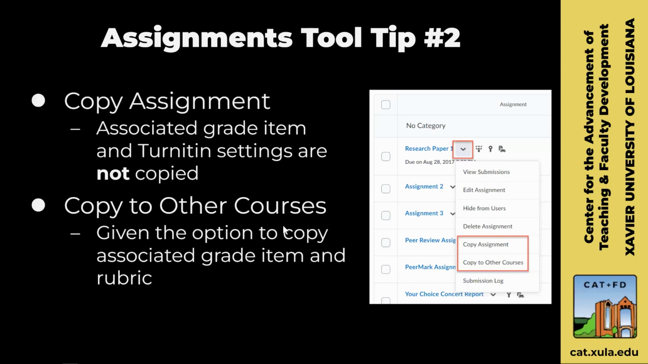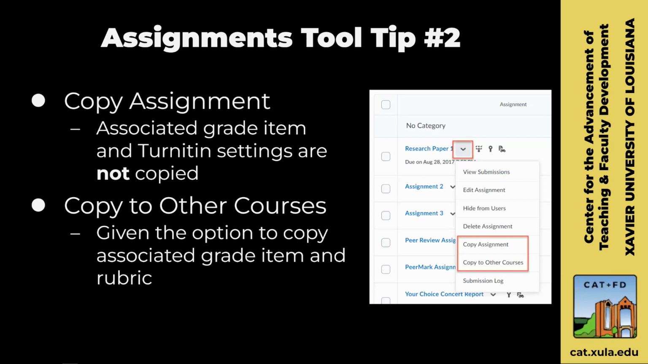My tip number 2 is about copying assignments. So there are 2 options for copying assignments. One is the copy assignment will actually copy one assignment and make another assignment in that same course. It's going to copy all of the settings except for the associated grade item, and the Turnitin settings will not be copied, but everything else will. So if you set up some release conditions or special access or something, it's going to copy all of that along with the assignment. So that's something that you need to look out for.